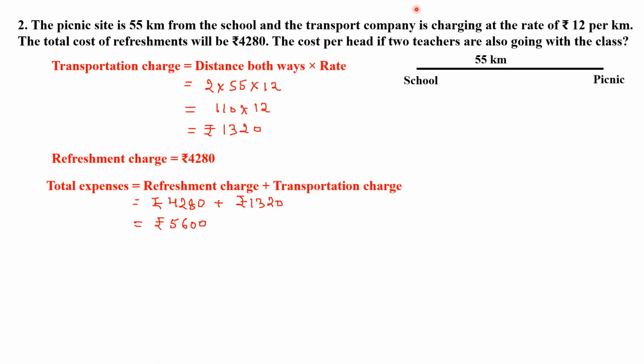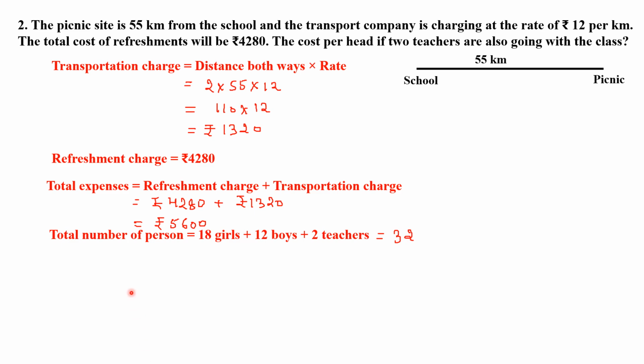Now, what you have to find? You have to find cost per head if two teachers are also going with the class. We have already calculated that there are 18 girls and 12 boys, and then you have to add these 2 teachers also. So number of people who are going for the picnic will be 18 girls plus 12 boys plus 2 teachers. So they will be together 32 people.